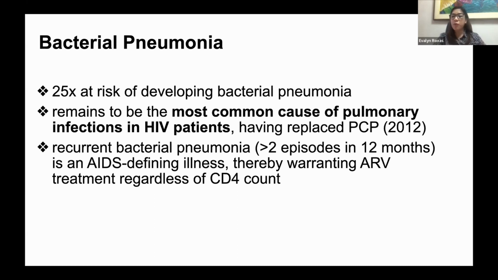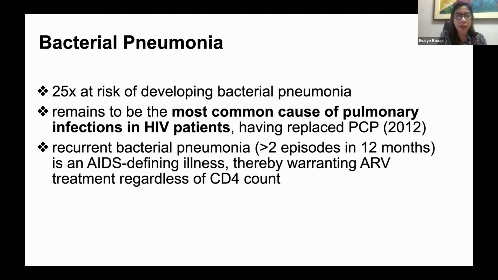So take note that among HIV patients, they are 25 times at risk of developing bacterial pneumonia compared to non-HIV patients. It's the most common cause of pulmonary infections in HIV patients, having replaced PCP. So maybe because of the availability of prophylaxis against PCP, the cases of Pneumocystis carinii pneumonia among HIV declined. So it was replaced by bacterial pneumonia as the most common pulmonary infection.